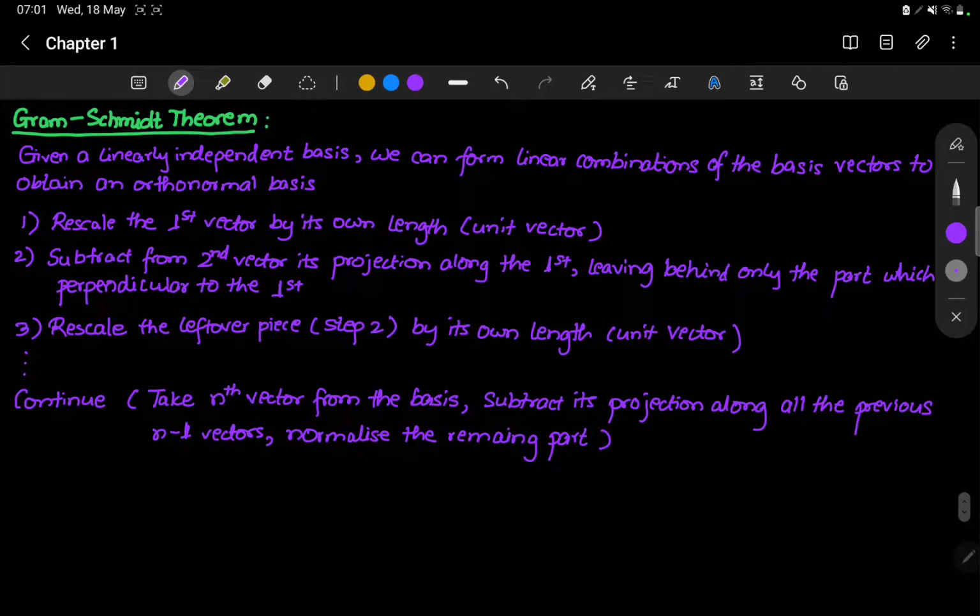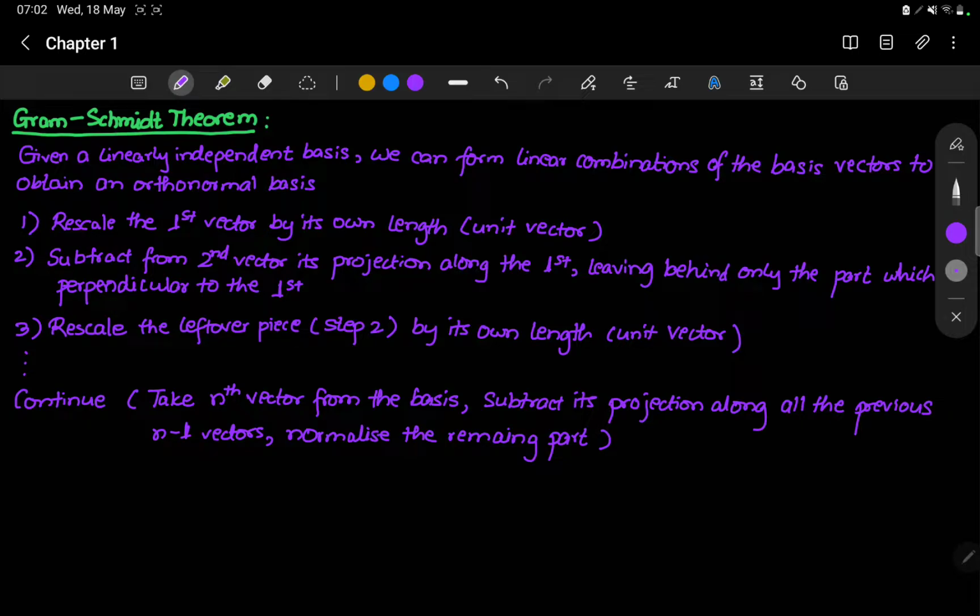In this procedure, we take any given set of linearly independent basis vectors and obtain a set of orthonormal basis vectors. To start off with, our basis vectors need not be orthonormal. If they are already orthonormal, then we already have the orthonormal basis. But if we have a basis vector set which is not orthonormal, then with this procedure we can obtain the orthonormal set. So this is the basic structure of the Gram-Schmidt theorem.